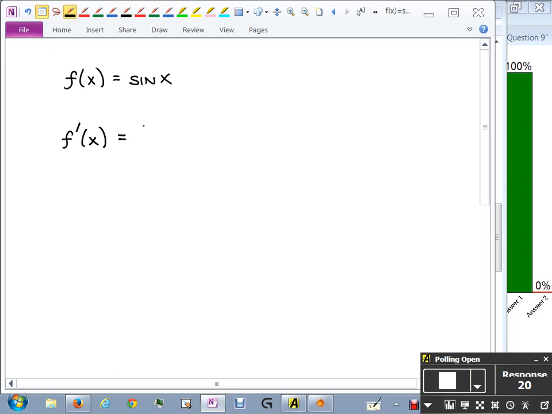The definition, it's limit, right? h goes to 0, f of x plus h. So what happens if you plug x plus h into the sine function? You get sine of x plus h, right, in there. And then minus, now the top right corner of the difference quotient would be sine x, all of this over h, just like that, right? And now we need to figure out what happens here, right?